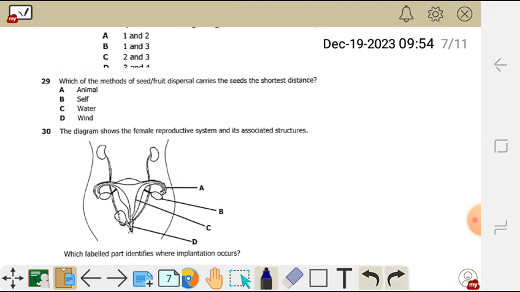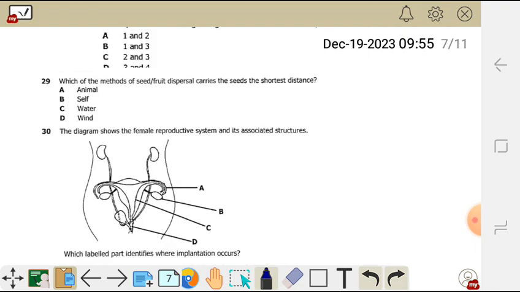The one which is going to carry the seeds the shortest distance is self, because with self, the seed is going to fall near the plant, but animal, water, and wind carry these seeds to a distant place. So the correct answer for question 29 is self. Self carries the seeds the shortest distance in seed dispersal.